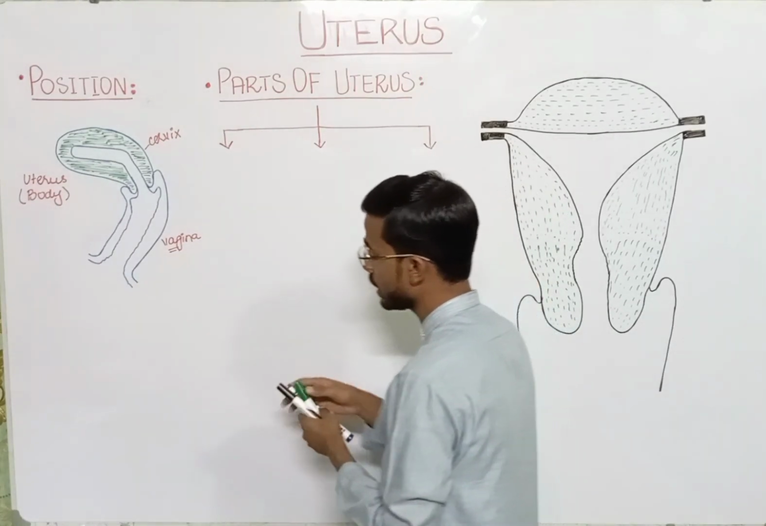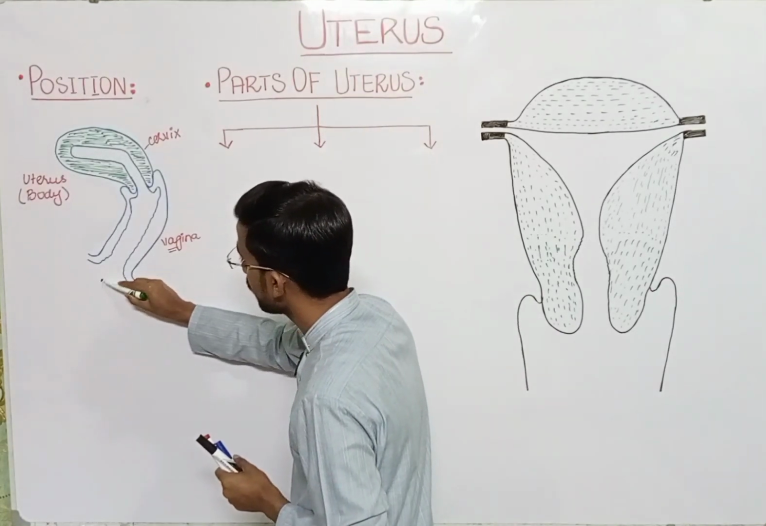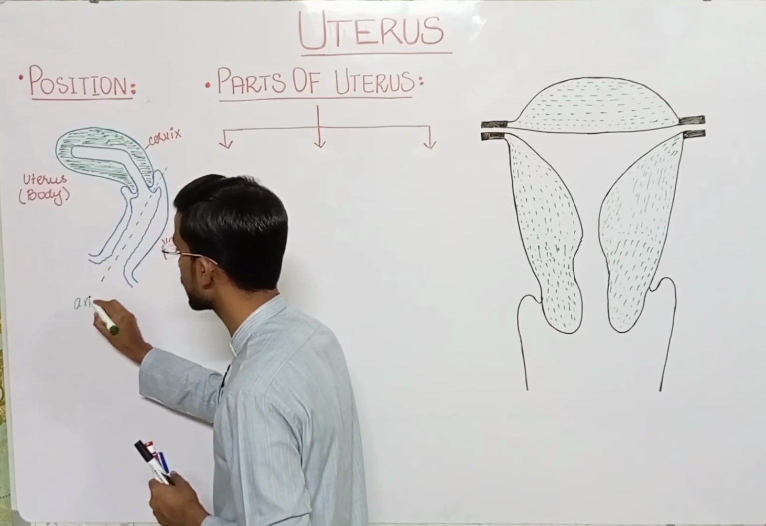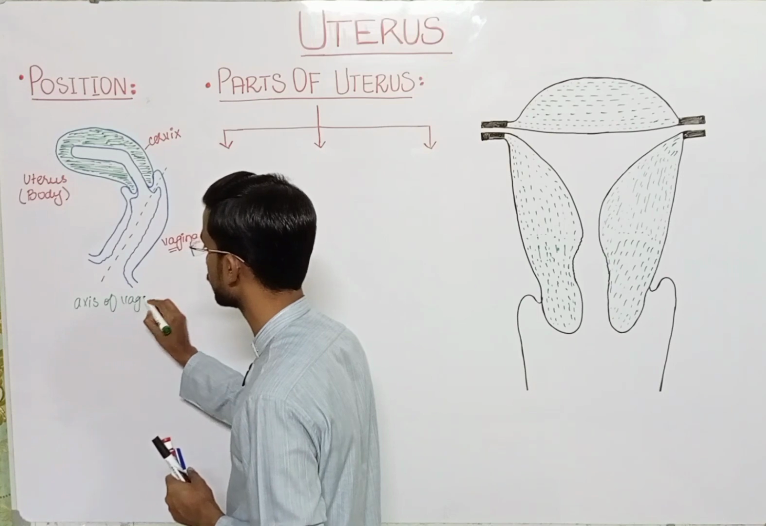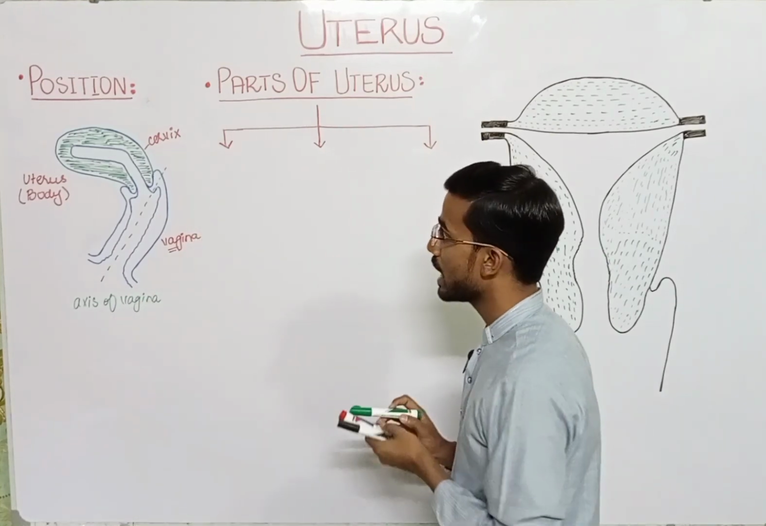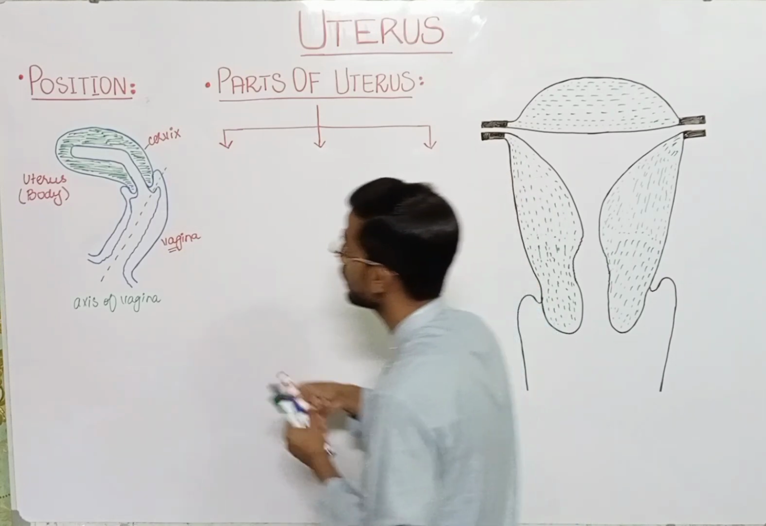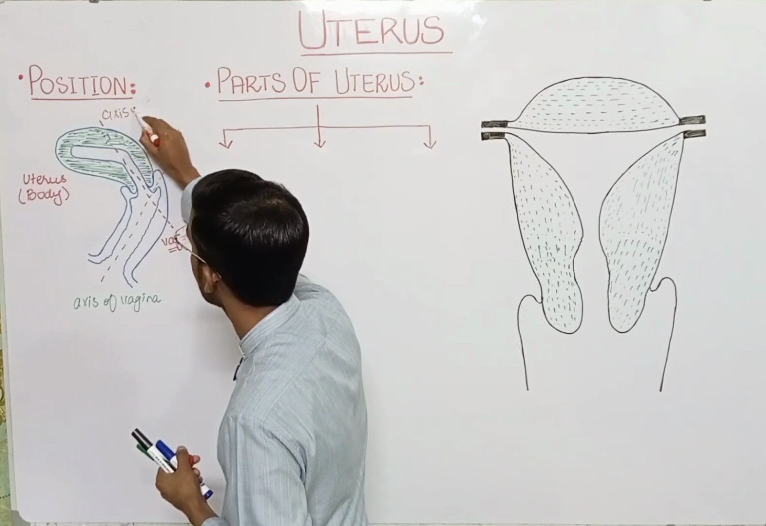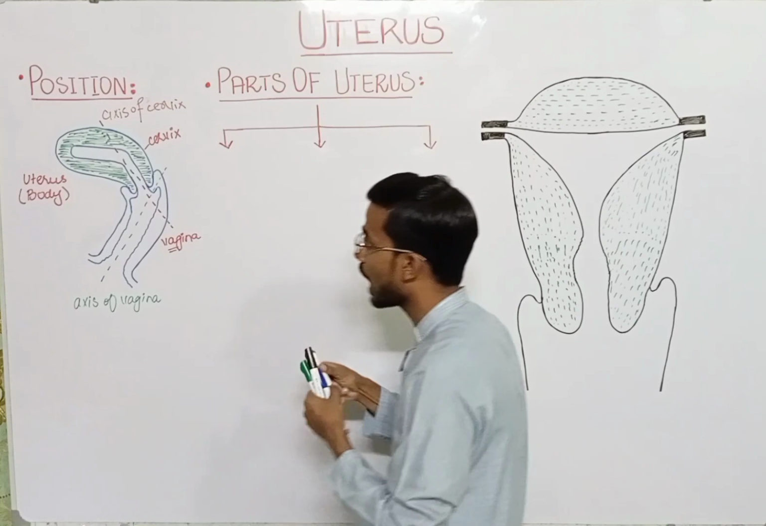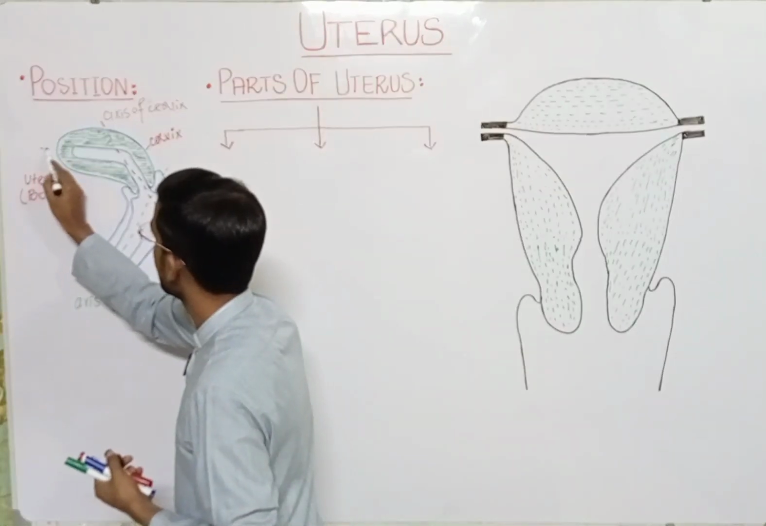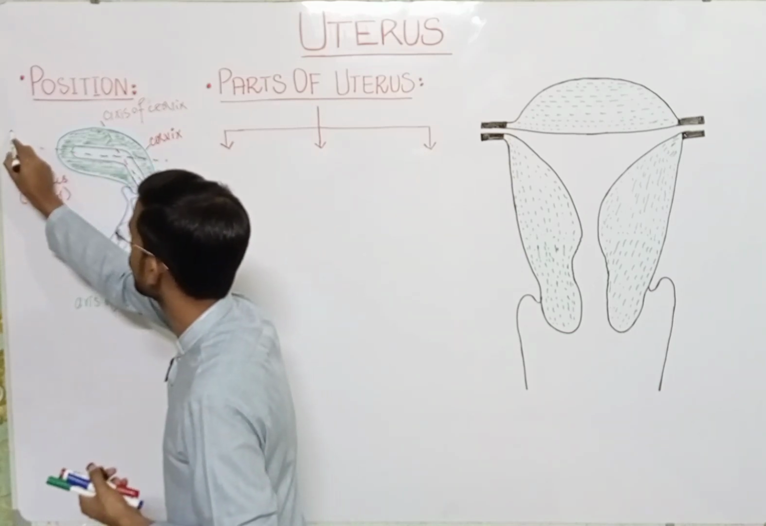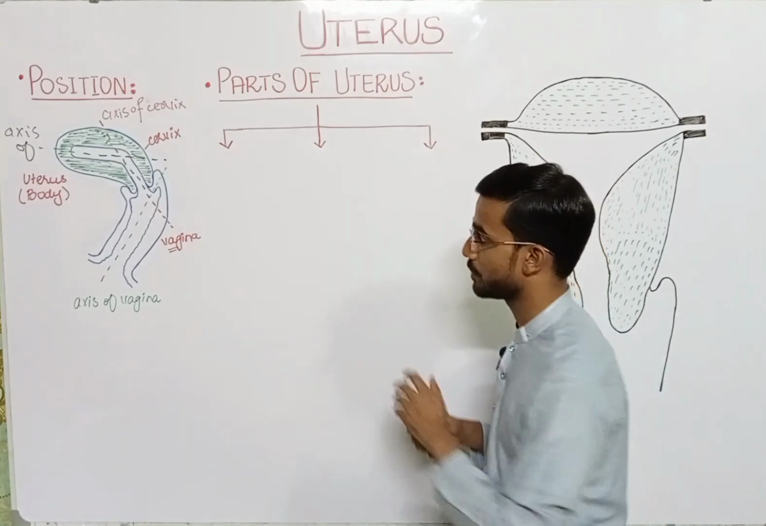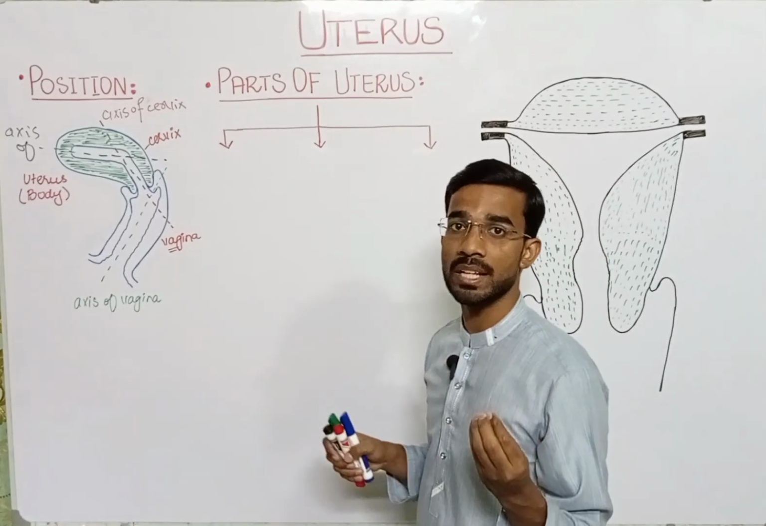First of all, if you see here, this is the axis of the vagina. Number one, this is the one axis. Second is the axis for the cervix. This portion is the axis of the cervix, and the last axis is this one. This is the axis of the uterus body. So these are basically the three axes. In that situation, we will discuss two positions.